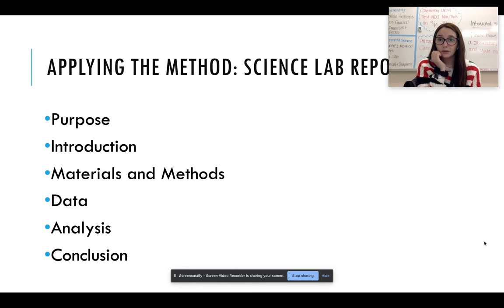Now, applying the method, you could do it in a scientific lab report. We change the names of everything, and then you have to outline it in this specific order. You always start with your purpose. Then you move to your introduction. You tell me about the materials and the methods you used. You tell me about the data that you collected, your analysis, and then the conclusion that you draw.